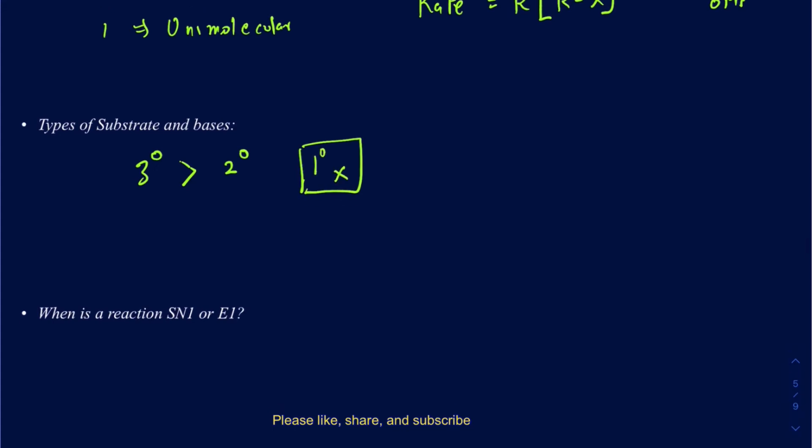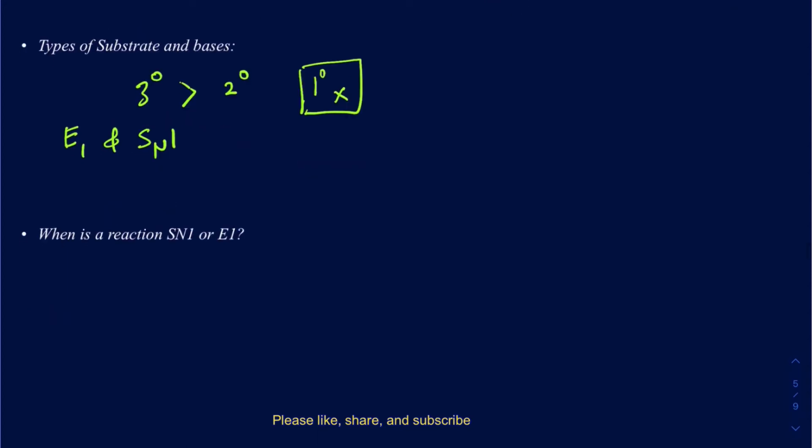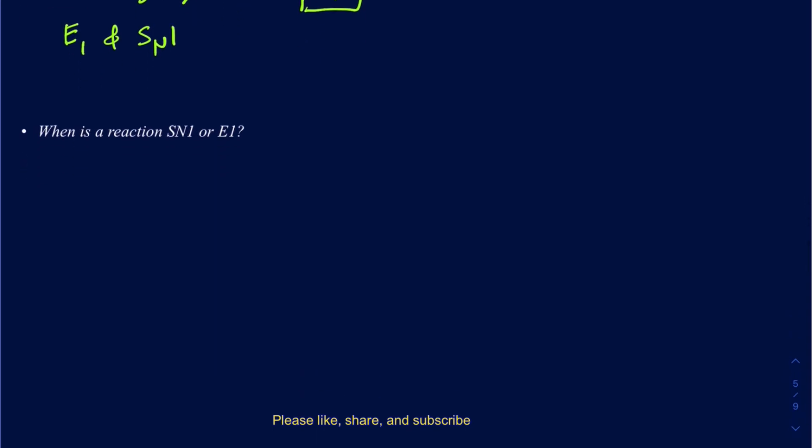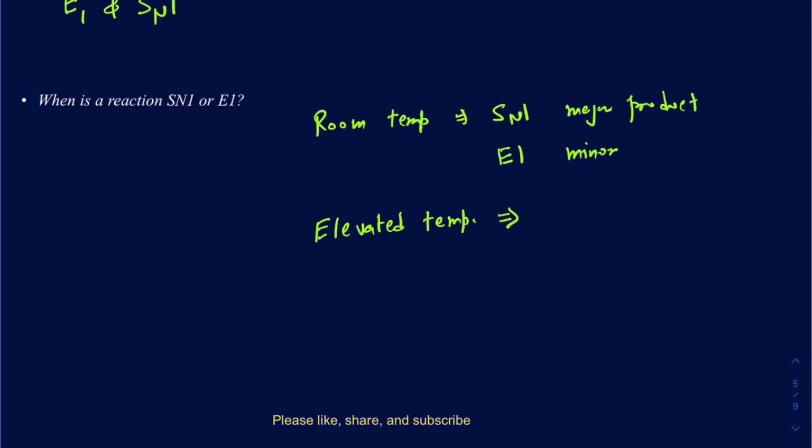So remember, this is going to be the order for both E1 and SN1 mechanisms. The question is when a particular reaction is going to be an SN1 or an E1, and that's going to be typically the case. If you run a reaction at room temp, then you're going to have your SN1 being the major product, and you may have a little bit of E1 product as well. Because when you do the same reaction at an elevated temperature, your E1 in that case is going to be the major product, and your SN1 would be the minor.